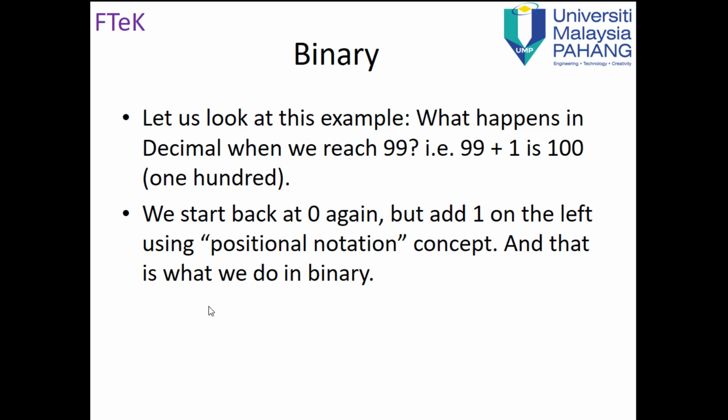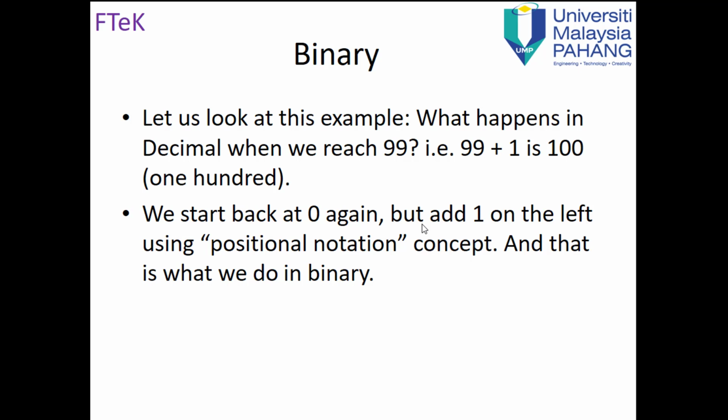Let's look at this example to understand binary better. In decimal, when we reach 99 and add 1, 99 plus 1 is 100. What we do is put 0, 0, and move 1 to the next position. So the next position has 1, and here we have 0, 0. This is read as 100. We start back at 0 again, but add 1 to the left using the positional notation concept. And that is what we do in binary. We use the same concept in binary.